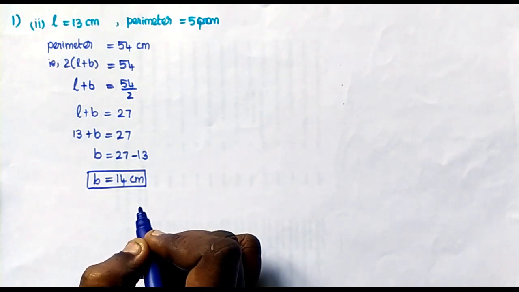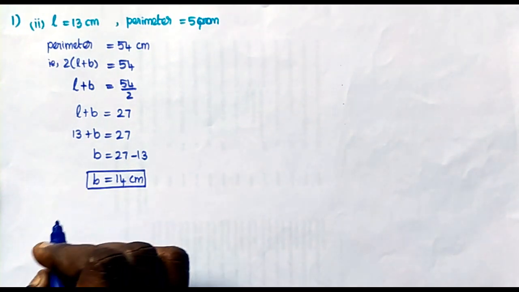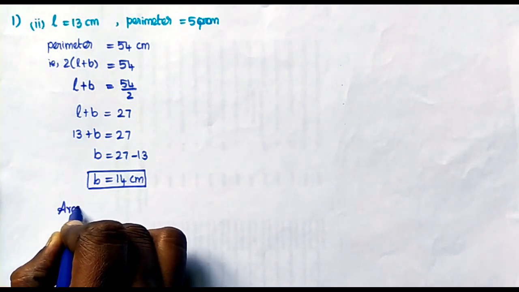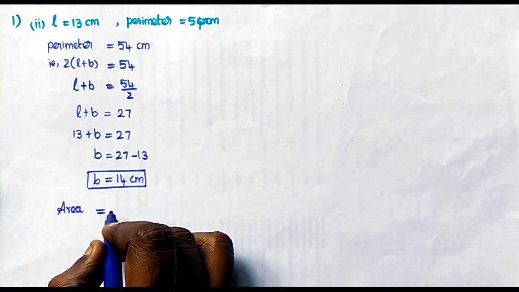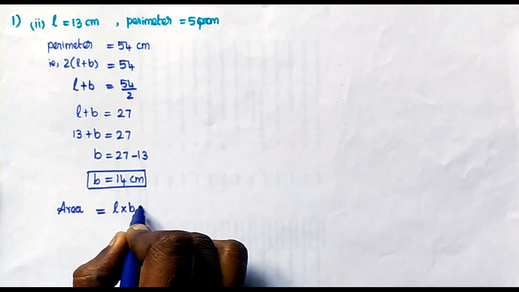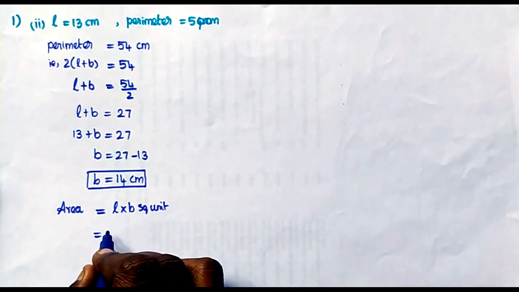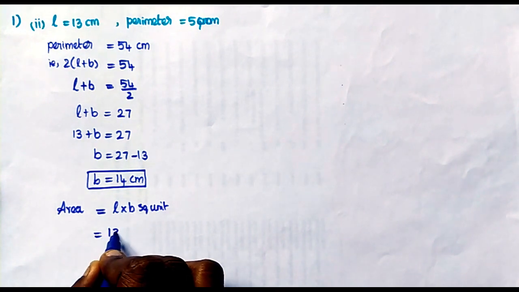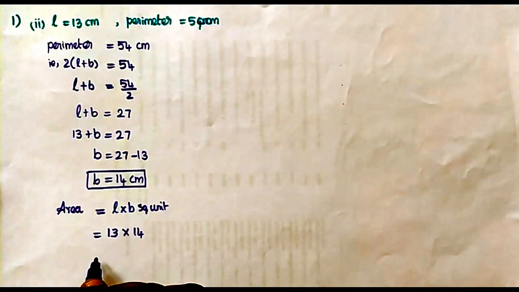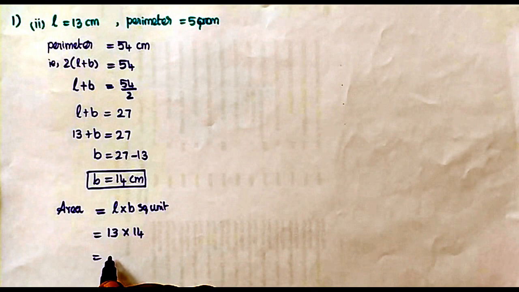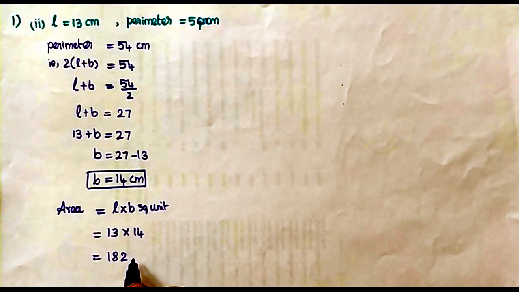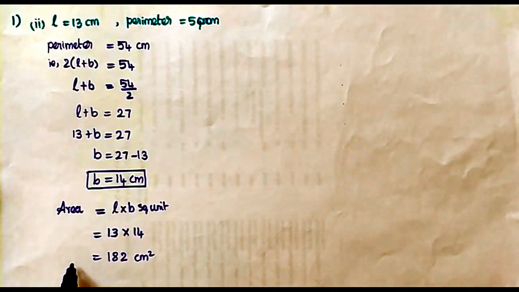Now we have to find out the next one, area. Area equal to L into B square units. So what is L here? 13 into breadth 14. Multiply these, we get 182 square centimeter. That is area.